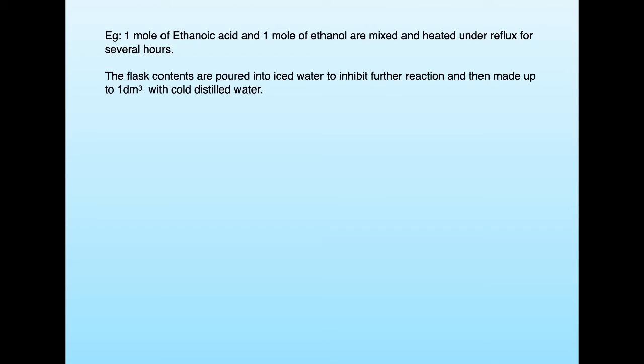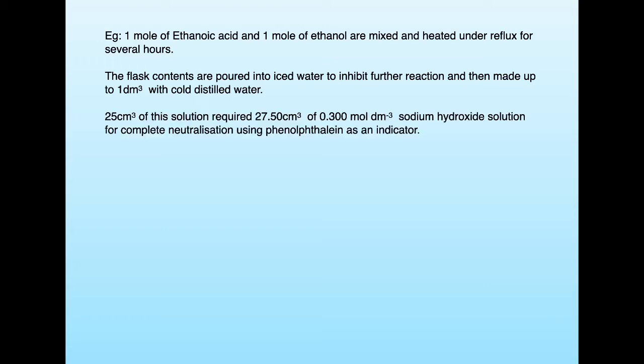and then we need to stop the reaction. We're not going to be able to stop it completely, but we need to try and slow it down so that the rates are insignificant. So we pour the contents into iced water, and then we make up the solution to 1 decimetre cubed with cold distilled water. This also rapidly reduces the concentration, so it also slows the reaction. So we're trying to take a snapshot.